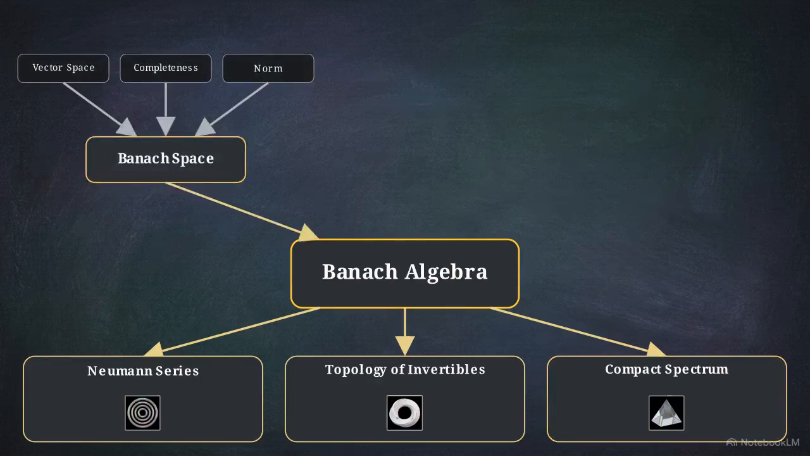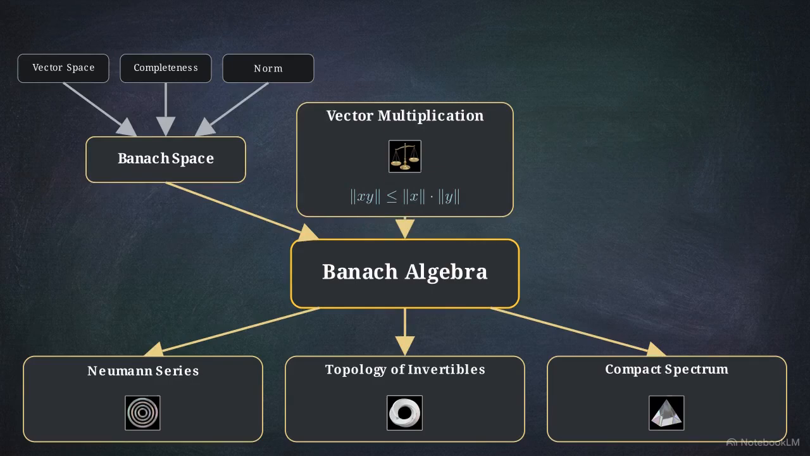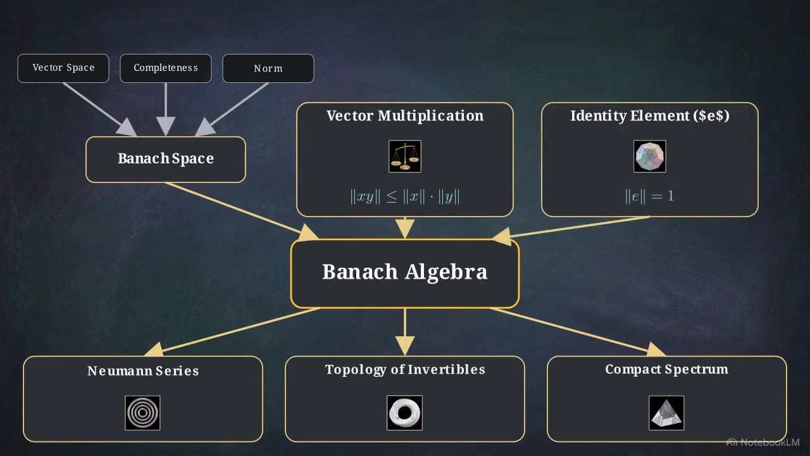We start with a complete Banach space and introduce a vector multiplication rule. Specifically, the norm of x times y is less than or equal to the norm of x times the norm of y. We also define an identity element, E, where its norm equals exactly 1.